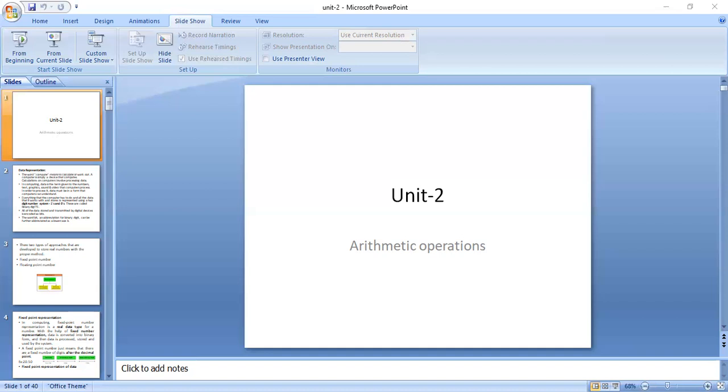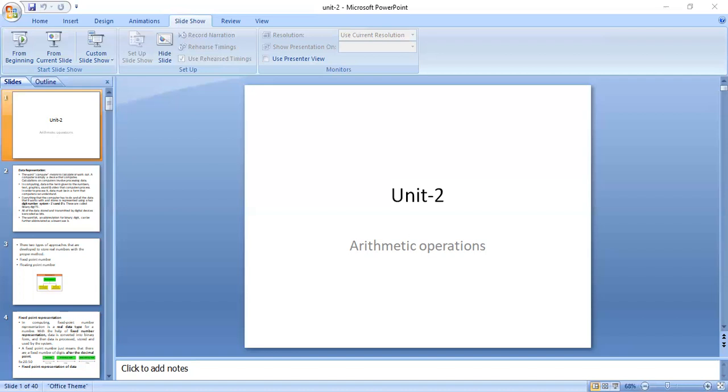Now I will explain briefly. First, initialize Q, A, and Q minus 1 to 0, and count equal to n, where n represents the number of bits used in the operation. The second step, based on the value of Q0 and Q minus 1, is to do the following.